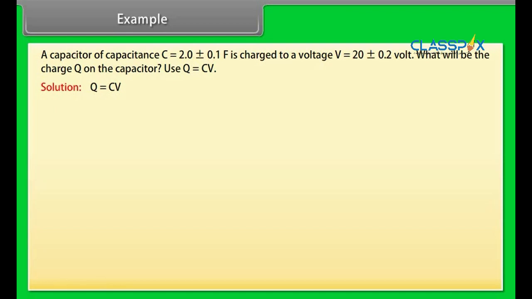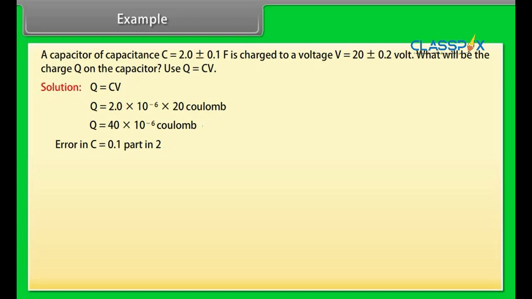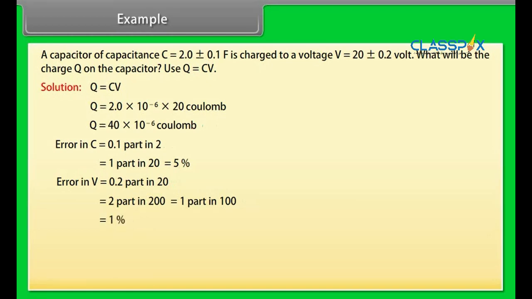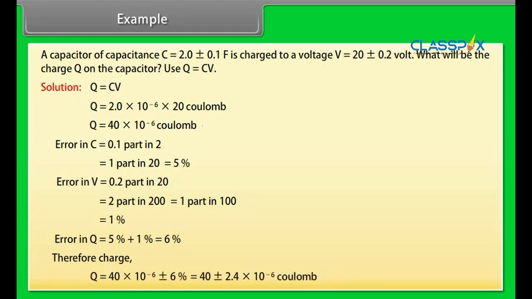Q is equal to CV. On calculating, we get Q is equal to 40 into 10 to the power minus 6 coulomb. Error in C is equal to 0.1 part in 2, which is 5%. Error in V is equal to 0.2 part in 20, which is 1%. Error in Q is equal to 5% plus 1%, which is 6%. Therefore, charge Q is equal to 40 plus minus 2.4 into 10 to the power minus 6 coulomb.